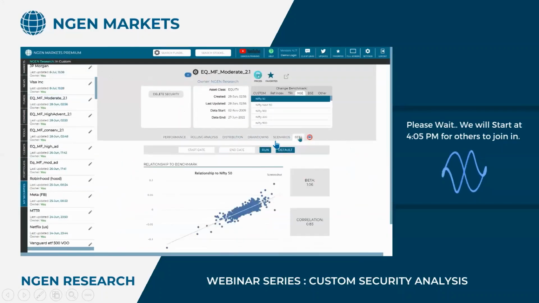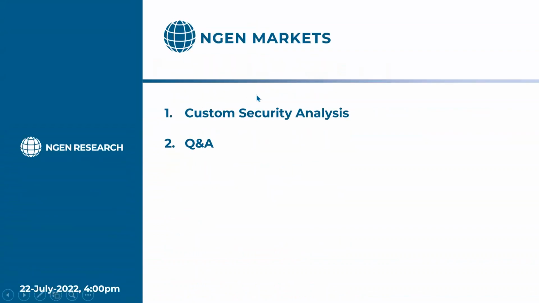So how do we add custom securities in the NGEN Markets terminal? Basically, we can add multiple sets of custom securities in the tab. We have custom securities given there, and then we are going to talk about Q&As. So if you have any questions, we will try to address them. You can either write it on chat or verbally, and we will try to address them all together.